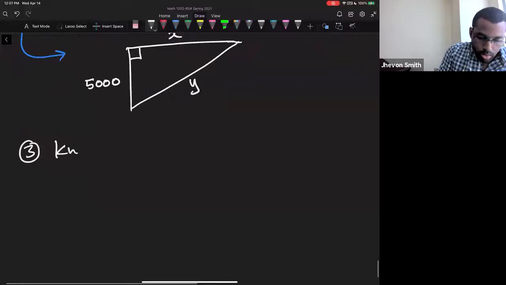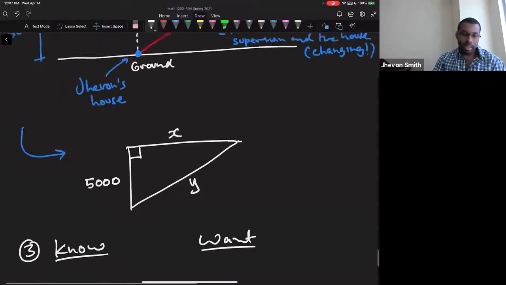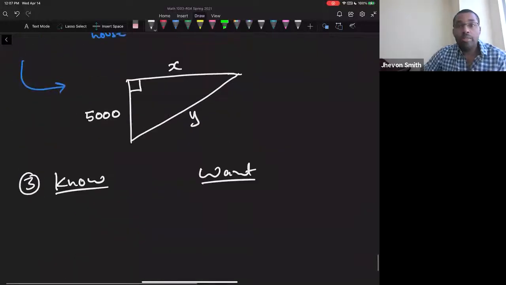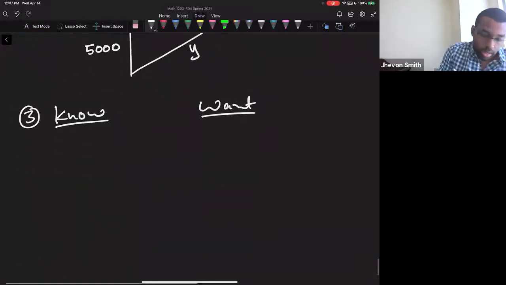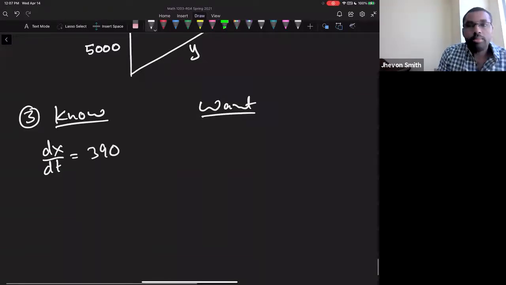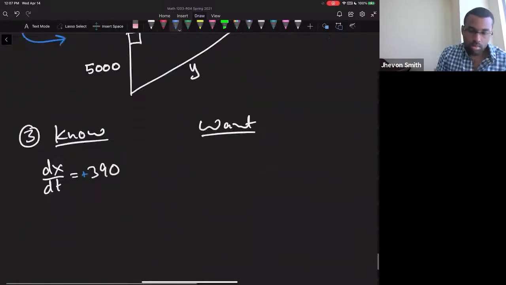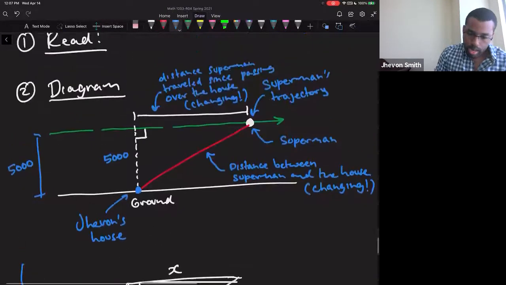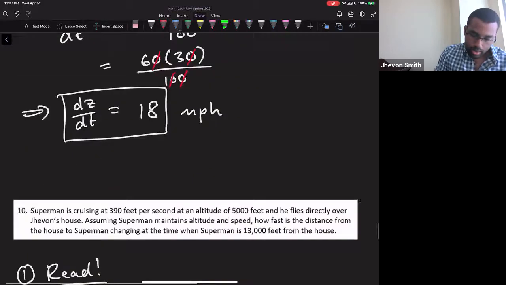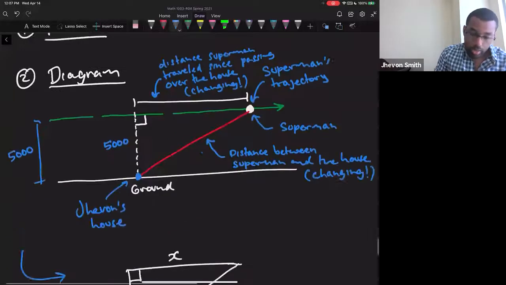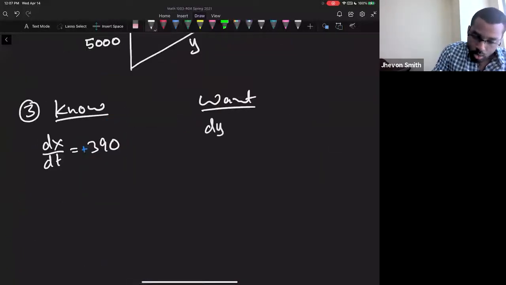Step 3: what do we know? What do we want? We know how fast Superman is flying, 390 feet per second. That is actually how fast the x is changing, specifically increasing. So we know that dx/dt is 390, positive. And what else is changing? The y. We want to know how fast the distance from the house to Superman is changing. That's what we don't know. So dy/dt is what we want.